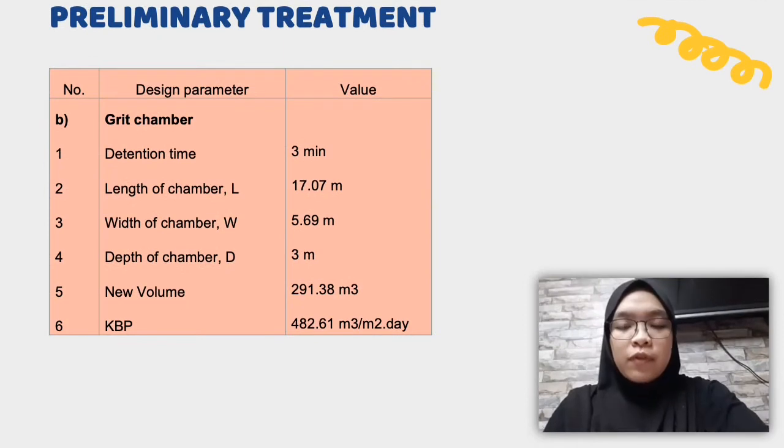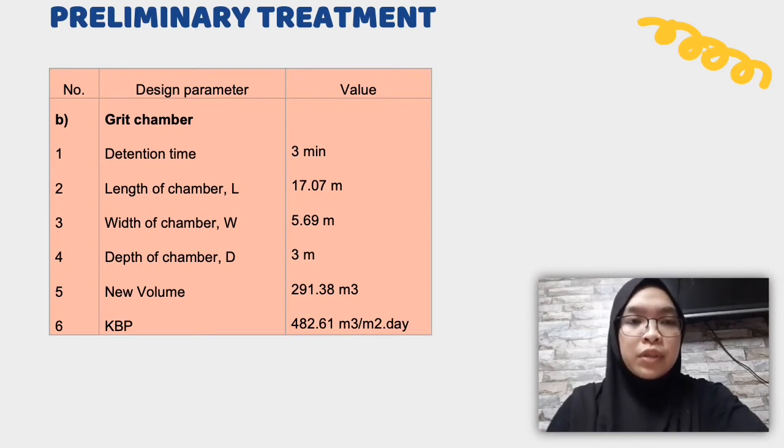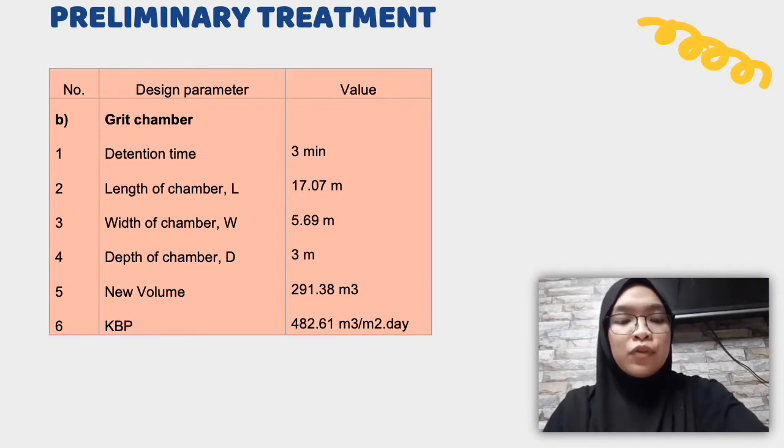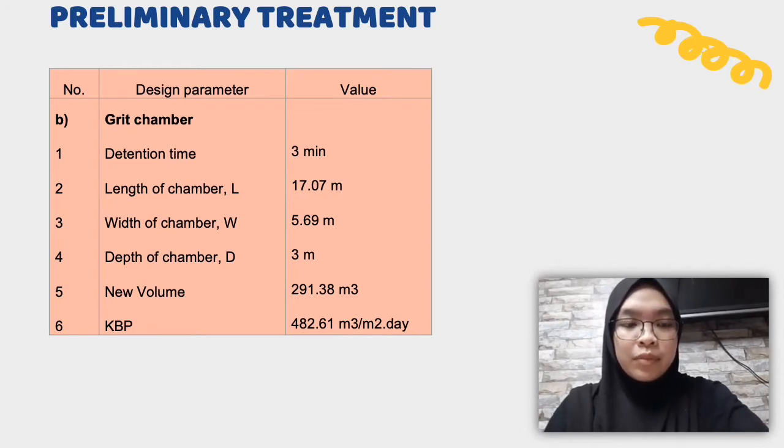The next part of the preliminary treatment was the grit chamber. The function of the grit chamber is to remove inert dense material to avoid abrasion of pumps and other mechanical devices. So this is the dimension for our grit chamber, and the type of grit chamber that we used was an aerated grit chamber. The purpose for choosing this type was to make primary treatment more effective.